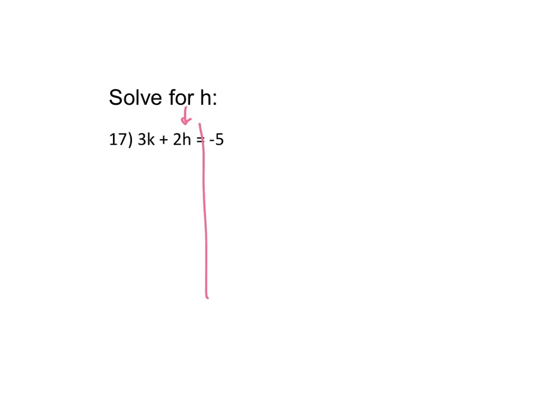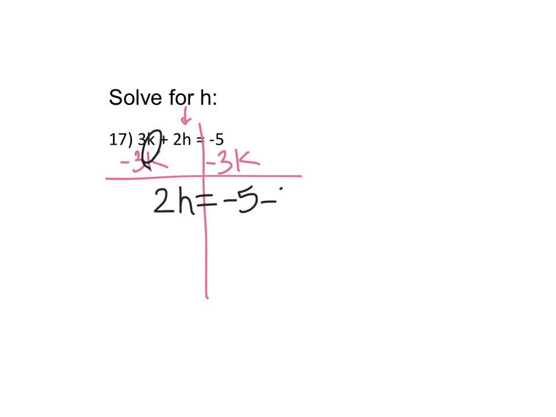In this next one, we're asked to solve for h. So we want to get the term 2h isolated. We need to remove the 3k. We want the whole thing to move, so we're going to subtract the 3k from both sides. When we do that, the 3k's cancel out to a 0, leaving us with 2h is equal to a negative 5 minus 3k. I cannot combine them because they are not like terms.